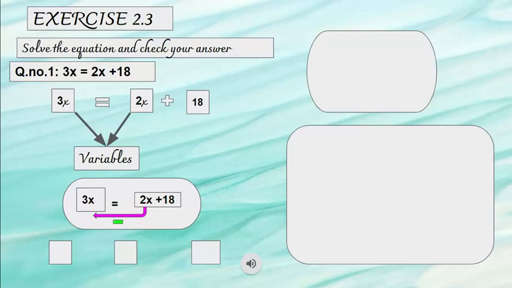Now on the left side you can see 3x minus 2x, that is equal to 18. So 3 minus 2, 1, means x. x is equal to 18. So the solution of x is 18. You can see the solution on the right side.